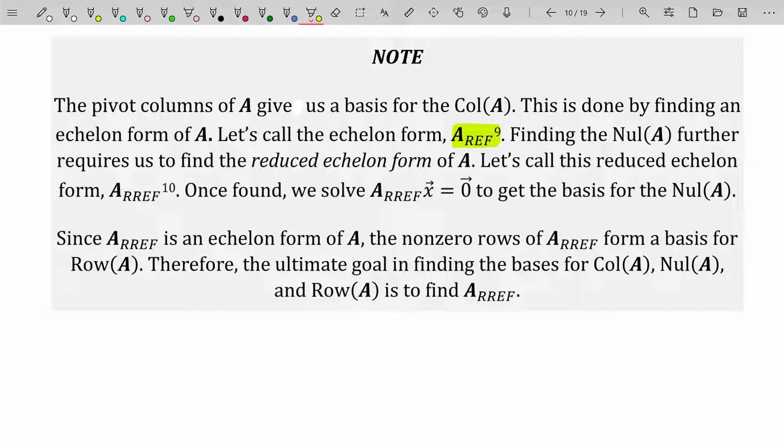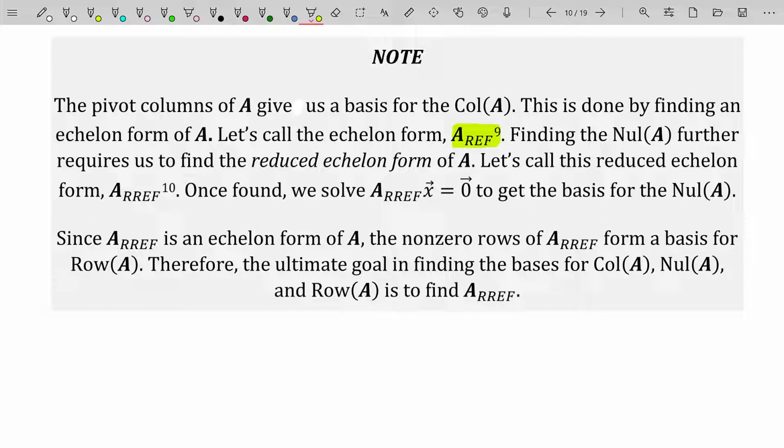So finding the basis for the column space of A really requires the row echelon form of A, and then you have to jump back to the original matrix A to state what the basis vectors are. They're associated with the pivot columns you found in A sub REF.